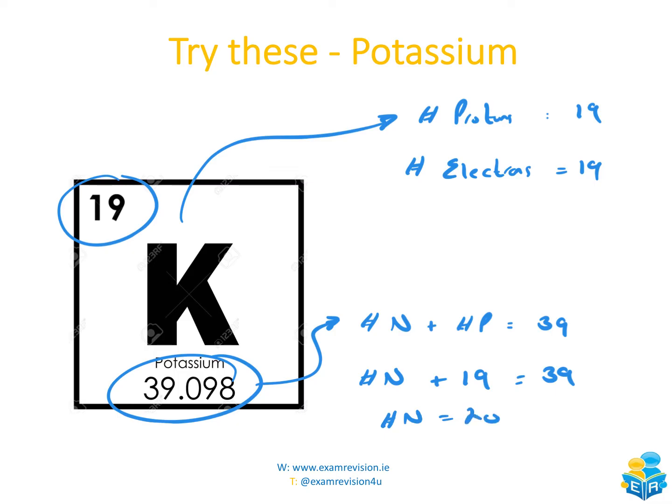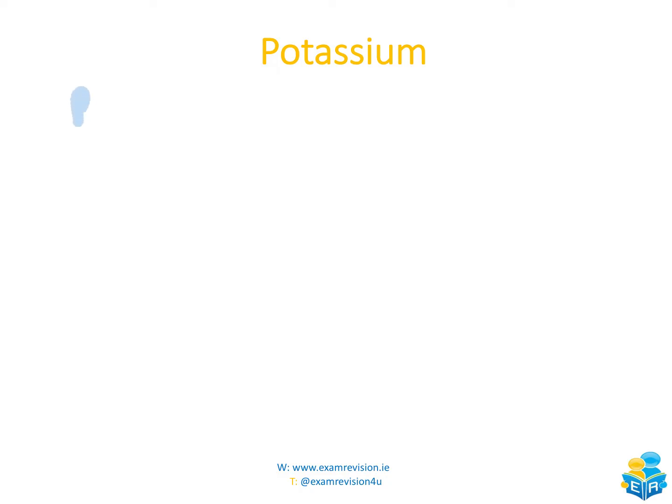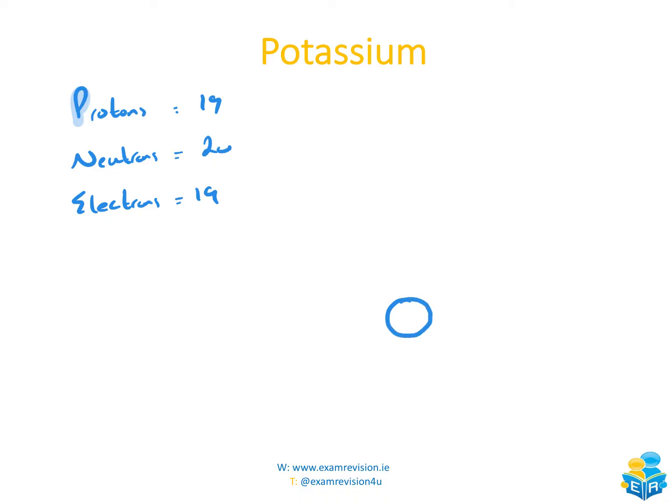So in this case, we actually don't end up with the same number for all 3. So protons was 19, neutrons was 20, and electrons was also 19. So in the nucleus, we have our protons and neutrons. 19 protons, 20 neutrons, they're accounted for. And now we need 19 electrons. So on that first shell, we're allowed 2. Still have 17 more to go.